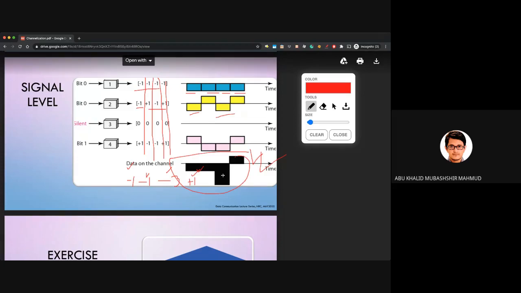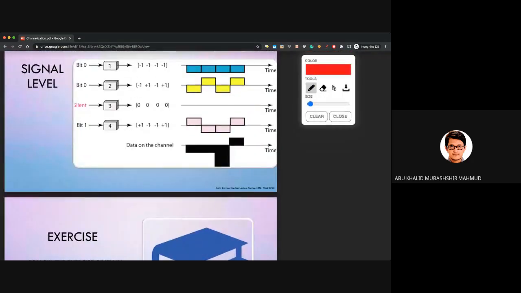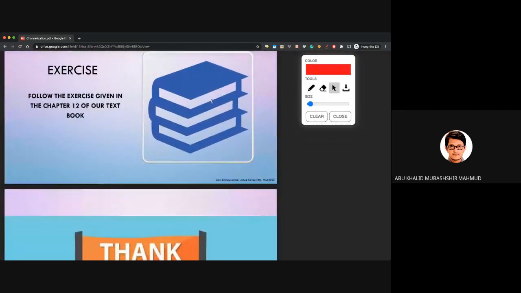This is the final topic of your syllabus. For your exercise, please follow the given exercise of chapter 12 of your textbook. This would be your final assignment. I will give you about a week to complete these exercises regarding this topic. See you in your Google Meet session in your online class.